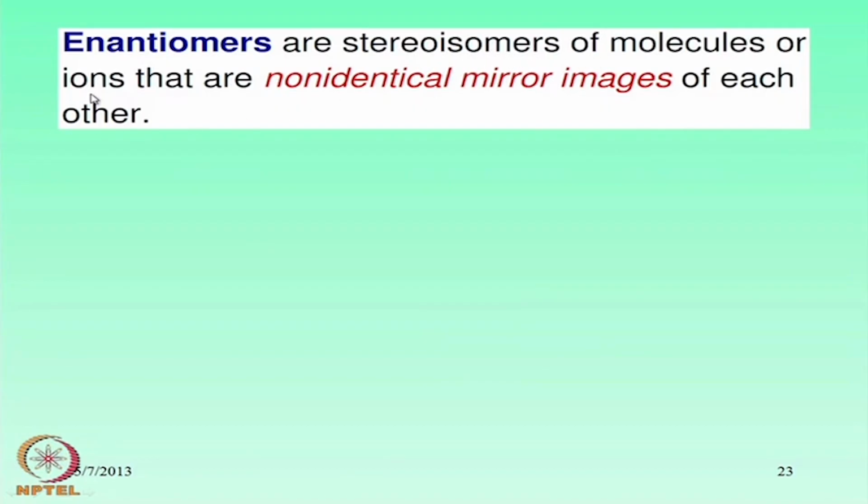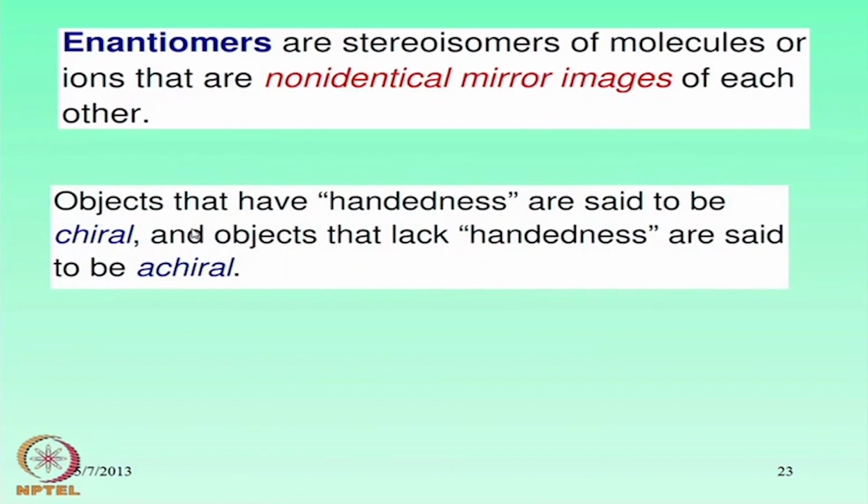The molecule or ion itself can be a neutral molecule or a cationic or anionic species that are non-identical mirror images of each other. So you can have mirror images which cannot be superimposed on the other. Therefore we consider them as non-identical mirror images. Mirror images are not identical.